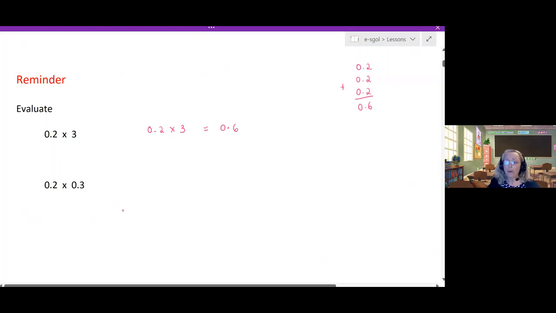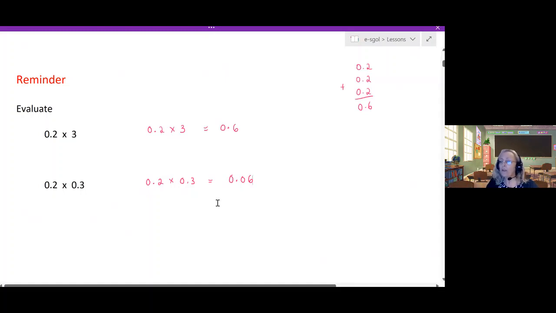Now 0.2 multiplied by 0.3, the answer to that can't be 0.6 because 3 lots of 0.2 is 0.6. So we're going to have a look at what the answer to this one could be. If we look at this, what we've actually done is we've divided 3 by 10 to get to 0.3. So we're going to need to divide the answer by 10 as well. So the answer to 0.2 multiplied by 0.3 is 0.06. And that's a really common mistake that people make when they're multiplying decimals. They forget that 0.2 multiplied by 0.3 is 0.06 and they just write 0.6 down.